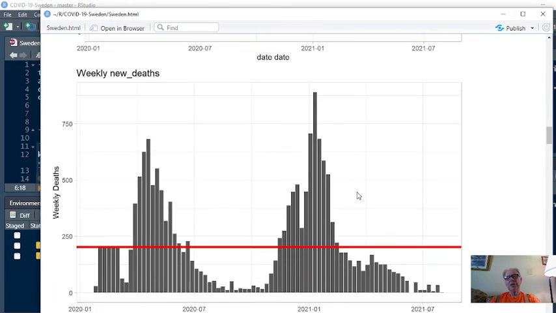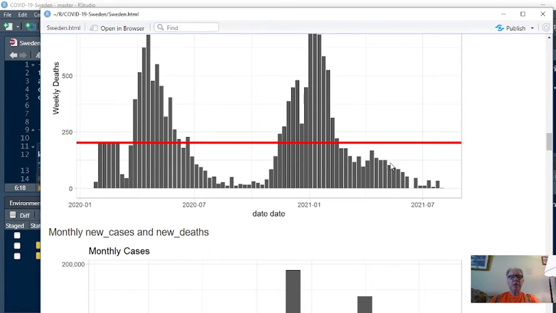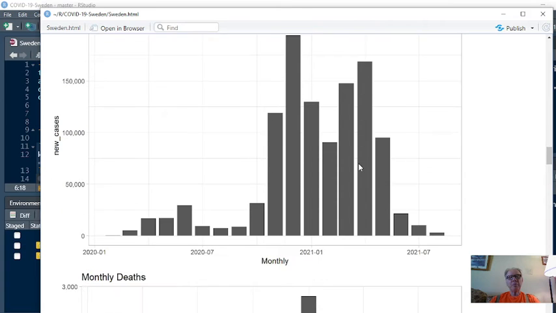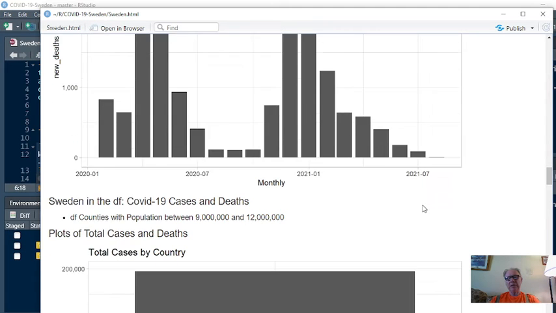Weekly cases are very low, and weekly deaths are below 125 for the most part, even below 100 back over here. Monthly cases: one, two, three months of decline in cases. Deaths: one, two, three, four, five. You're going for the sixth straight month of decline in COVID-19 deaths.